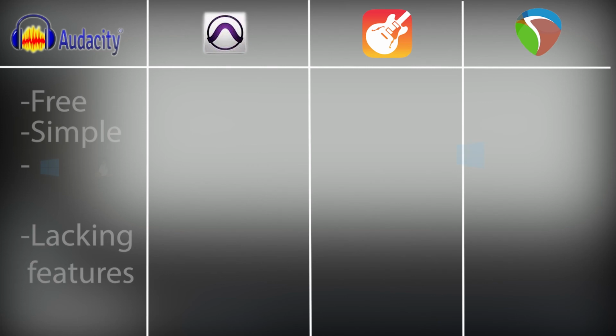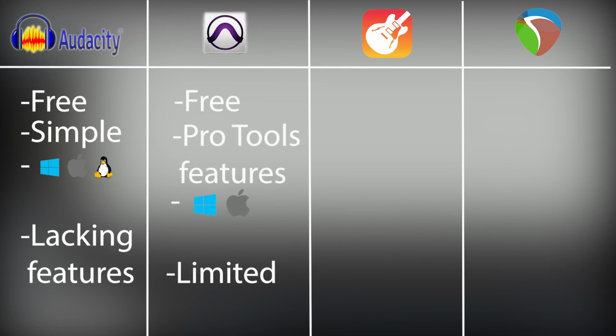So let's review the strengths and weaknesses of our DAW options. Audacity is a completely free and simple editor. It can be used on Mac, Windows, and Linux. However, you might find it lacking in its features, especially when compared to other softwares on this list. Pro Tools First is a great way to get the features of Pro Tools without the high cost. However, it's demanding, limited, it's not compatible with Linux, and it can be a bit of a hassle to download.